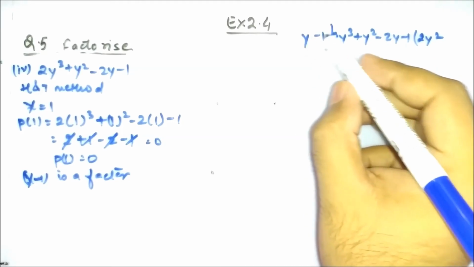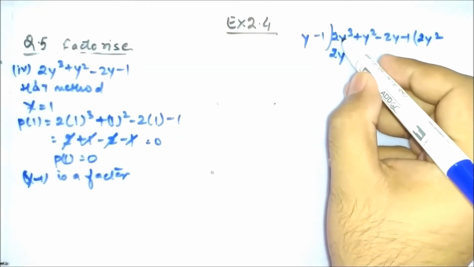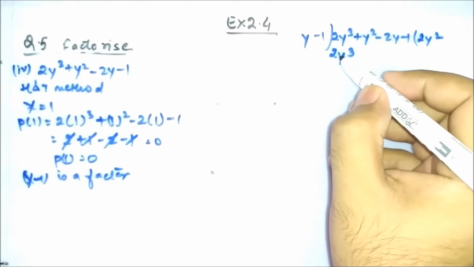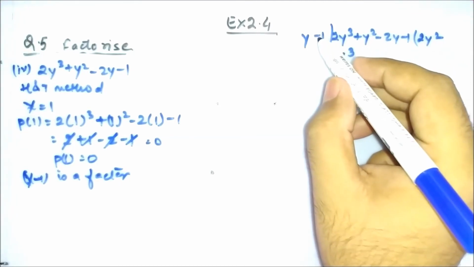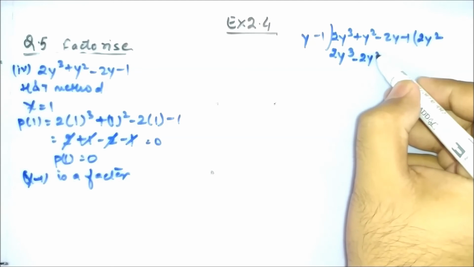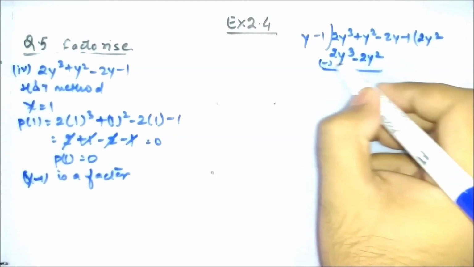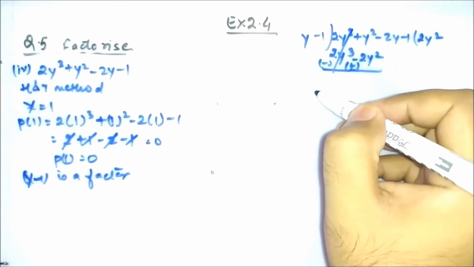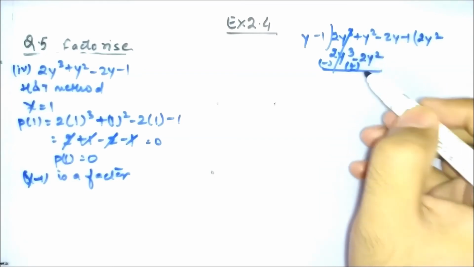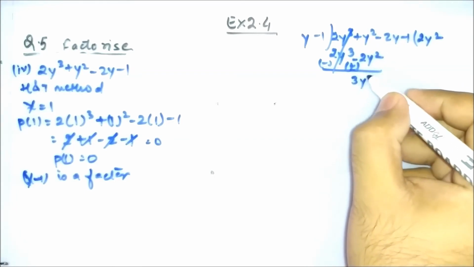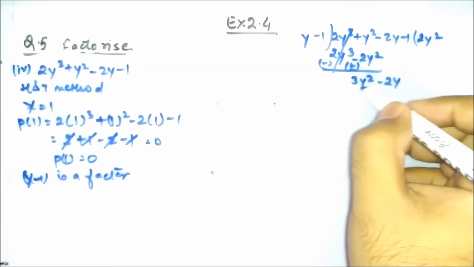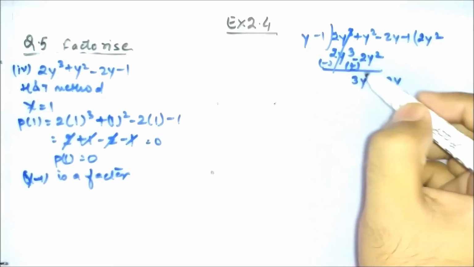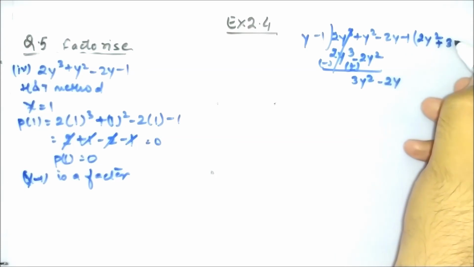So 2y square into y, that will be 2y cube. Always the first term has to be same. Then only we are doing it in the right way. Then 2y square into minus 1 will be minus 2y square. Now when you solve, you will change the sign here. This will get cancelled. Plus y square plus 2y square gives 3y square, and minus 2y will come down. Now here first term is 3y square and here first term is y. So when you divide, you will get plus 3y.